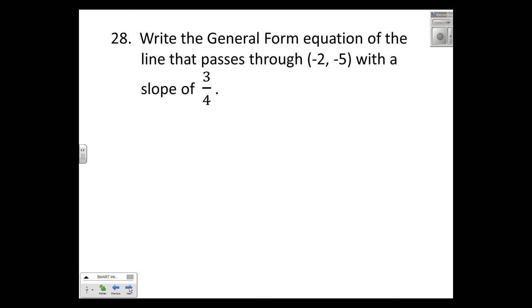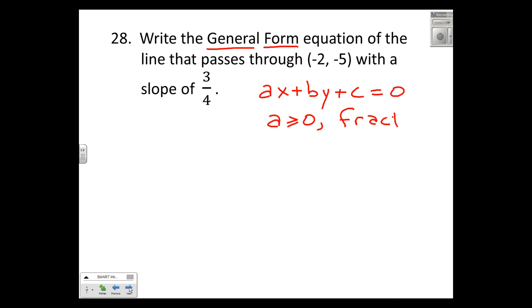So here we are back to general form, which we just talked about. And general form can be written as ax plus by plus a constant c is 0. And typically we would say a should not be negative. And typically we do not write this with fractions.